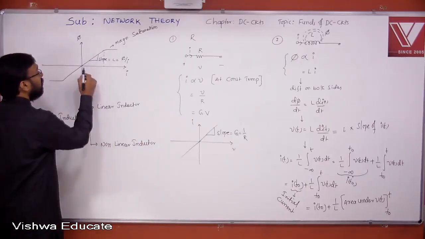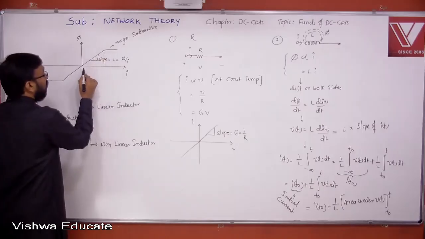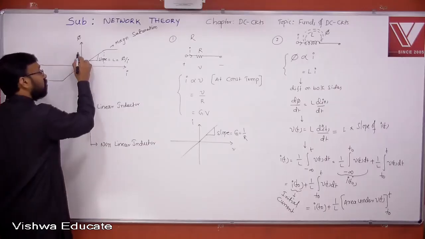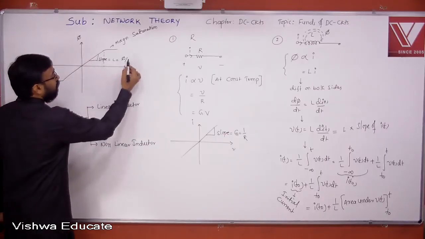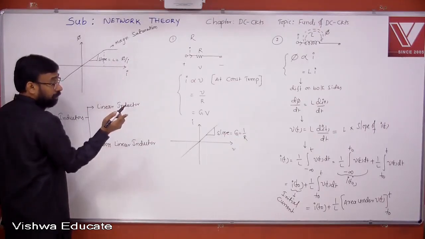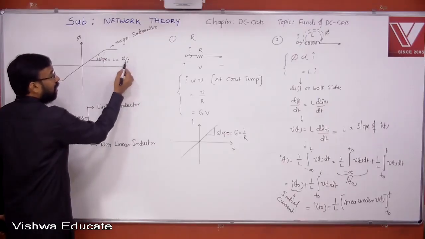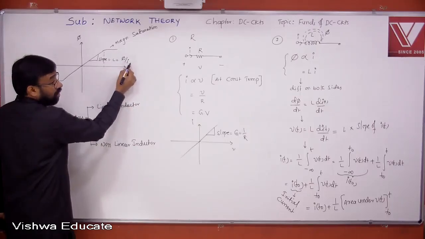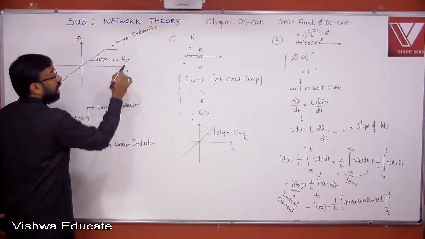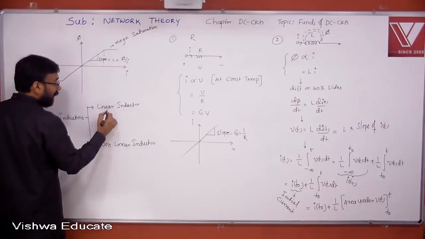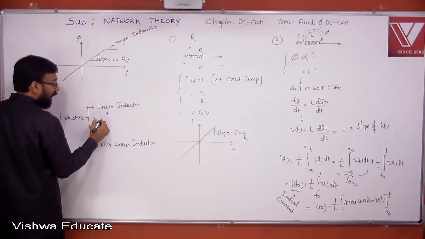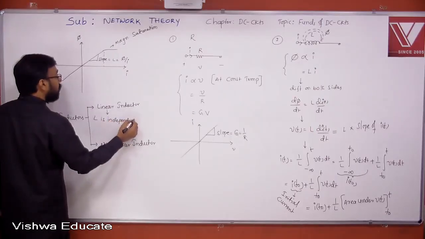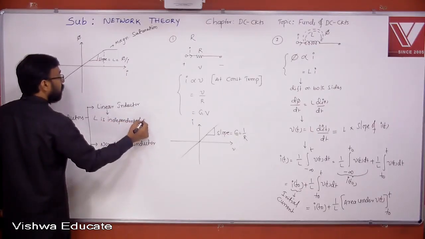You can see in this particular region, if current is doubled, then flux is doubled. If current is tripled, then the flux is tripled. If current is doubled, then flux is doubled, then the L value remains the same. That means even though the current is doubled, the L value remains the same. That means the L value is not depending on the value of phi. L value is completely independent of phi. So an inductor is called linear if its L value is independent of its current.